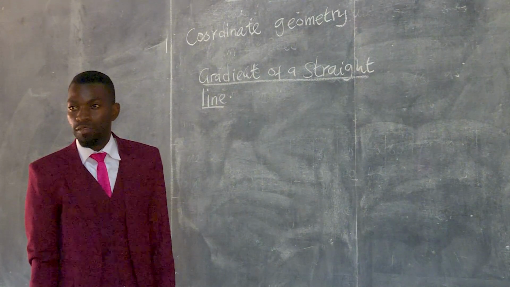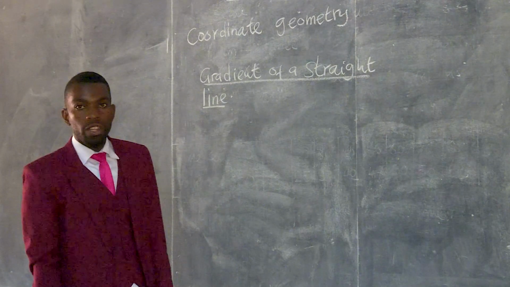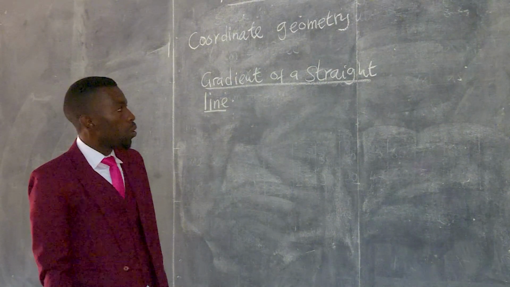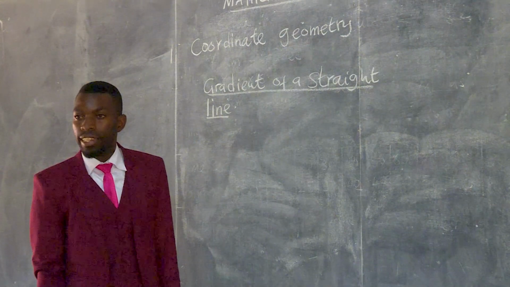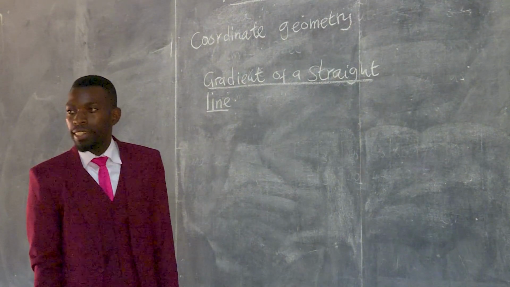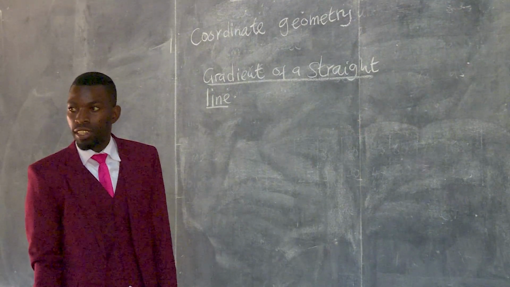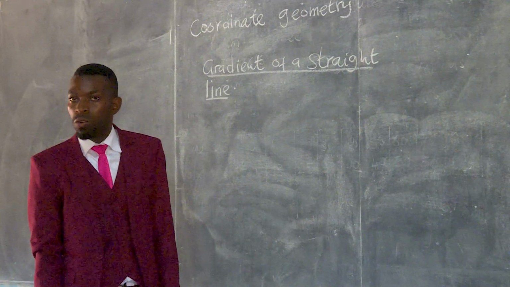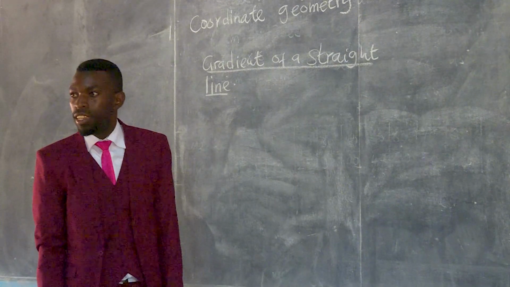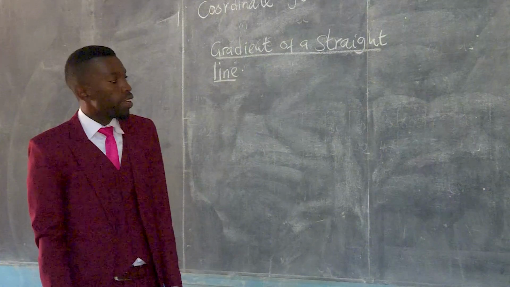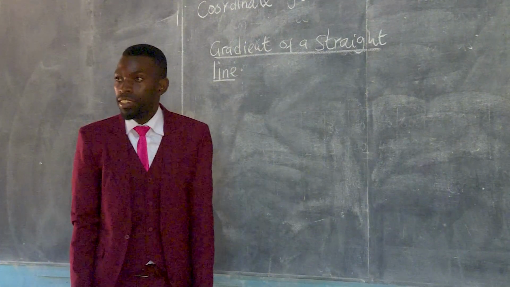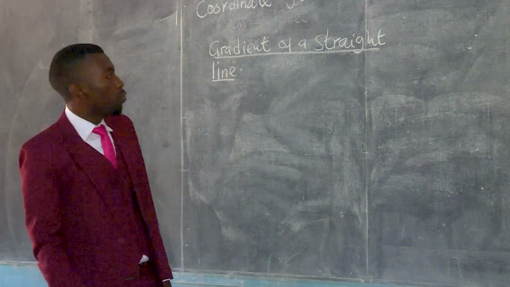of a straight line. So before we go into calculations, we have to know the meaning of the word gradient. What is gradient? Yes, Joseph? The steepness of the line. Okay? Gradient is the steepness of the line.